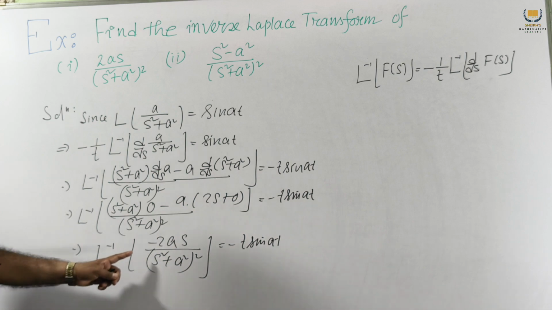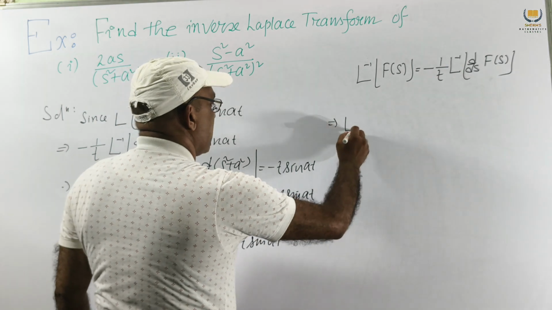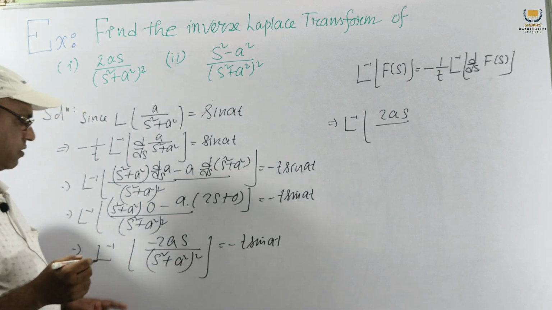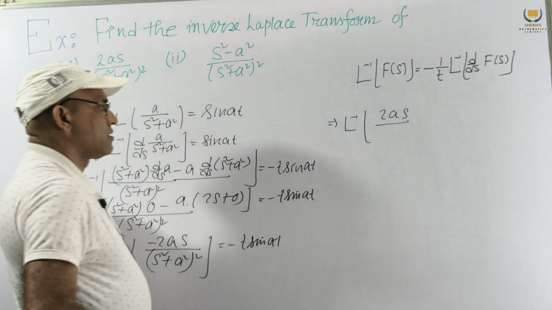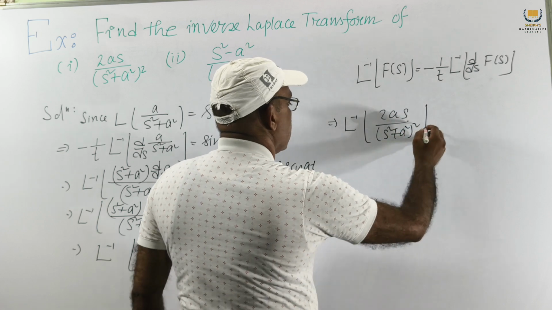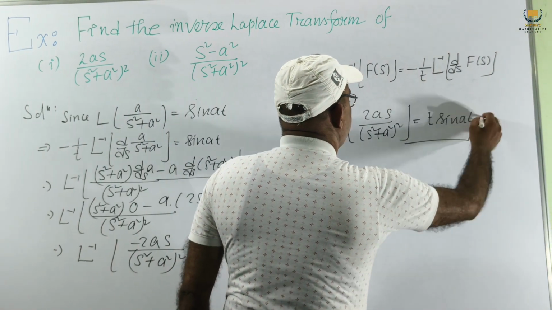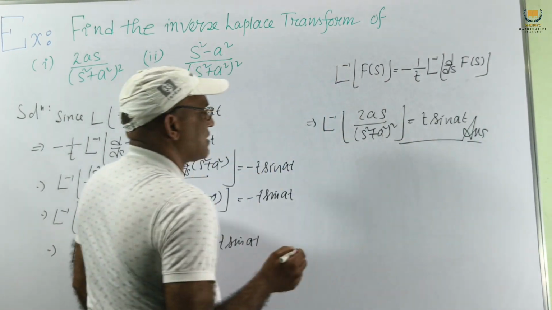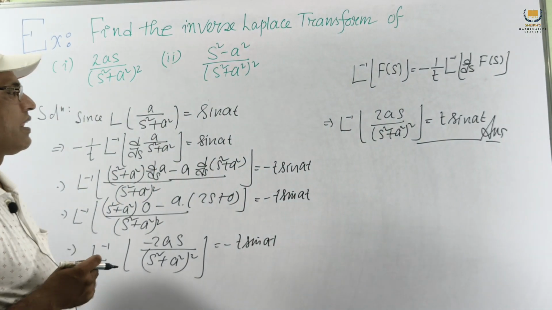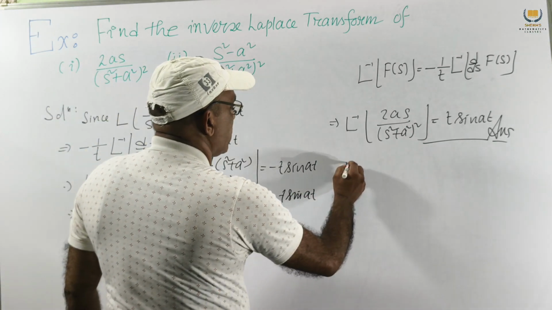Now the minus cancels on both sides, and this implies L inverse of 2as by (s² + a²)² equals t sin at, and this is the final answer. L inverse of 2as by s² + a² whole squared equals t sin at. Next we consider number 2.